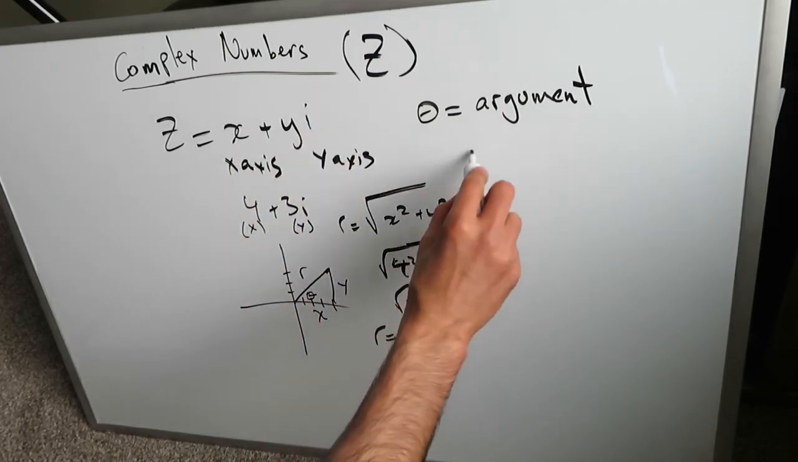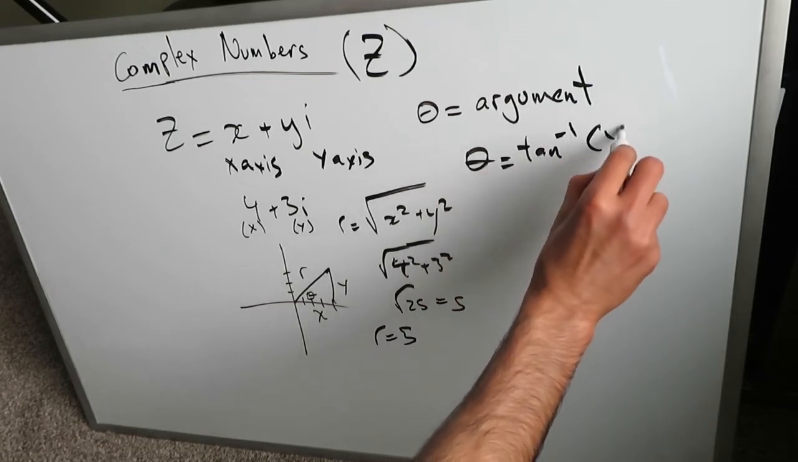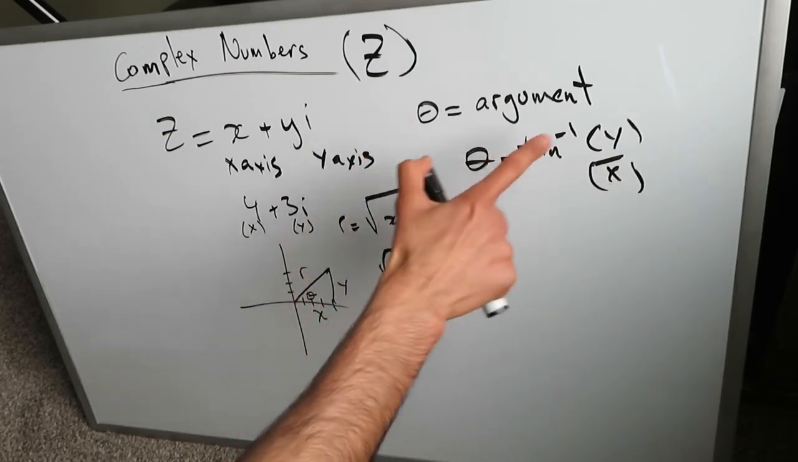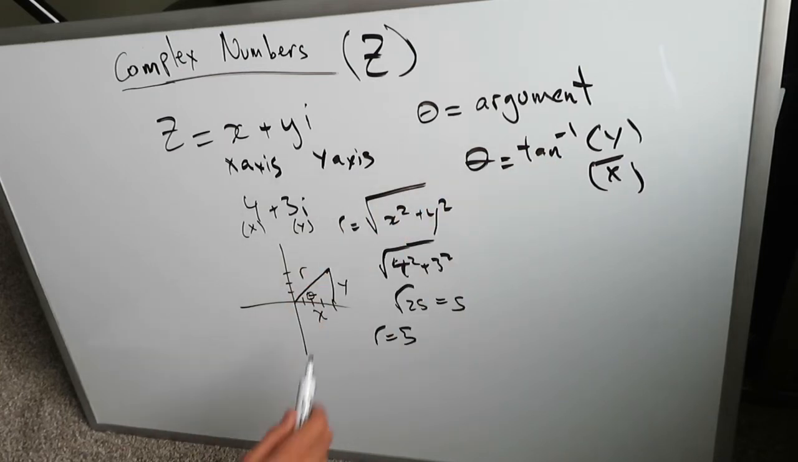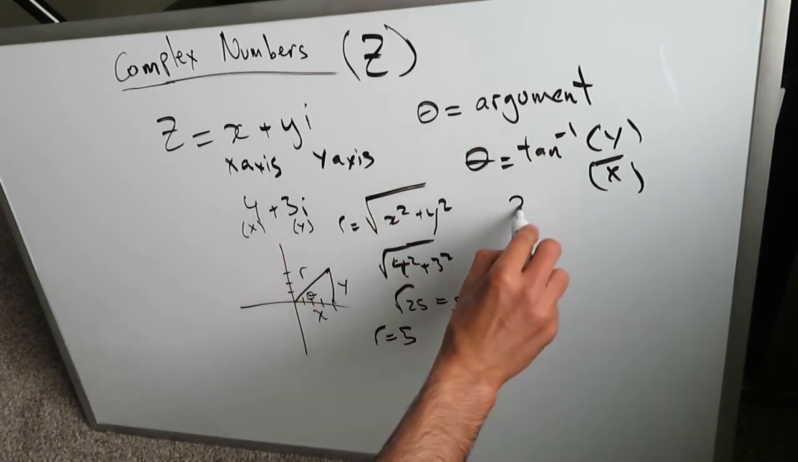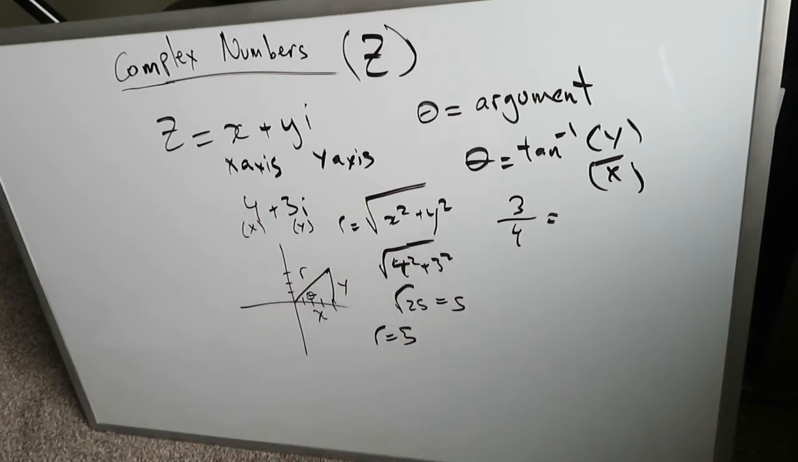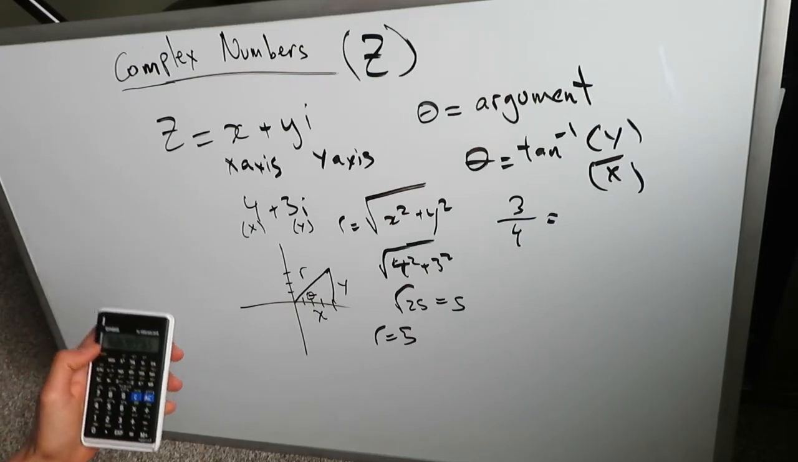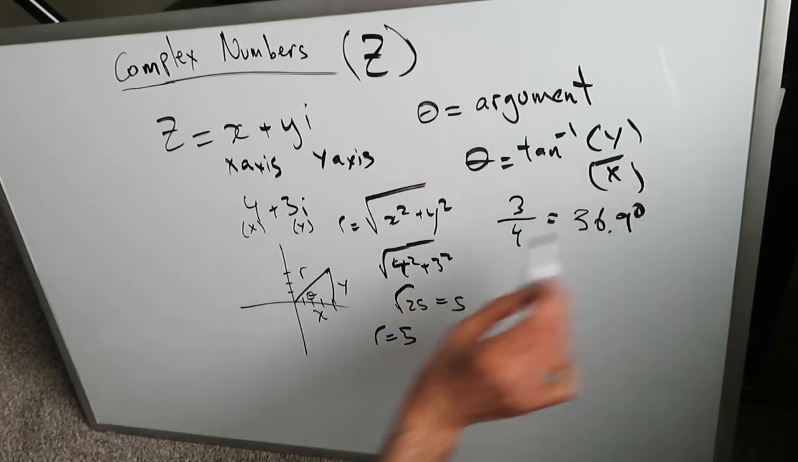How do you determine the angle? The angle is always equal to the inverse tan of your y divided by your x. Tan theta is equal to y over x, and theta is equal to inverse tan of y over x. What's y over here? 3. What's the x value over here? 4. So the inverse tan of 3 divided by 4. What do you get? You need your calculator. 0.75 inverse tan, you get 36.9 degrees. So the argument over here is 36.9 degrees.